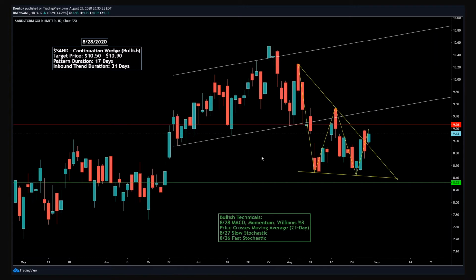Target price. Target price is where I believe price is going to go. Pattern duration is not only how long the pattern was, but how long I believe it's going to take for the target price to be reached. So in 17 days, I'm predicting that price will be up here at 1050 to 1090. So I give a little bit of a range. And so how do I come to those numbers? Well, take a look at the inbound trend. It's about 31 days here. And what I'm looking at is the angle of the trend and the velocity that price has within that trend, and working out what the velocity is going to be to continue that trend.